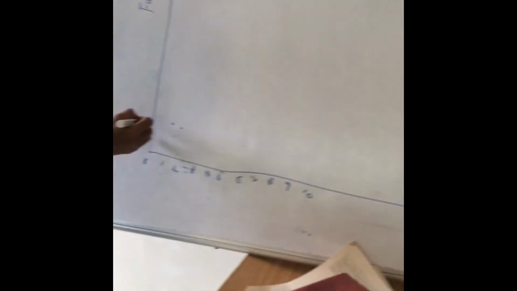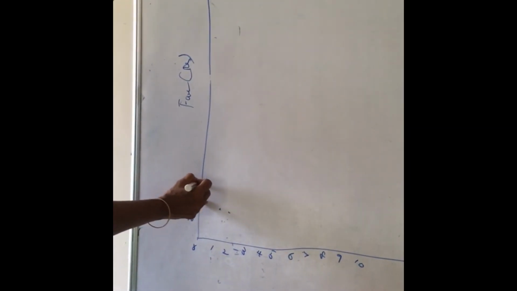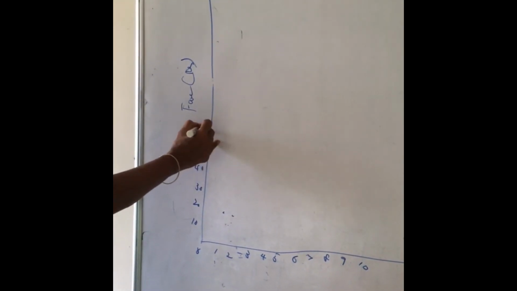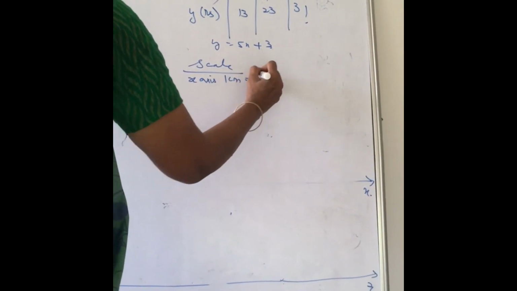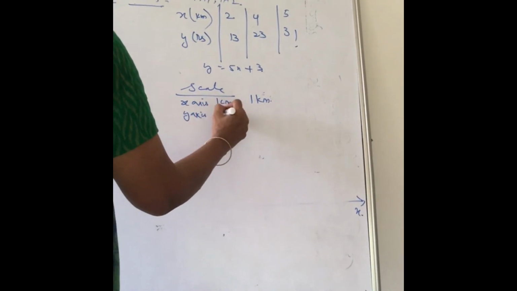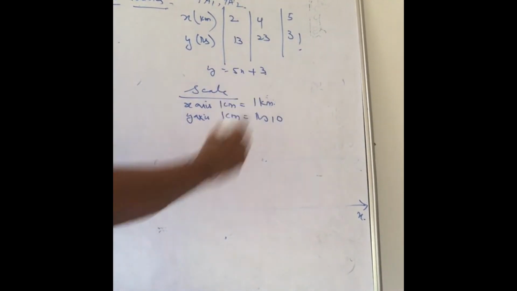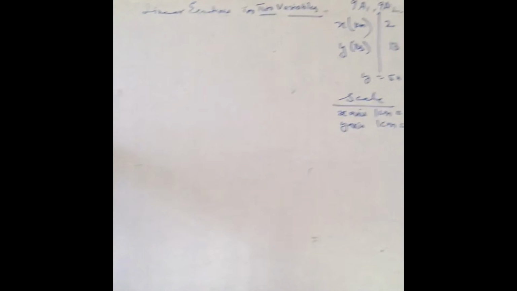0, 1, 2, 3, 4, 5, 6, 7, 8, 9, 10. And on the y-axis, children, you can take 10, 20, 30, 40, 50, 60. Scale is a must, children. These are different quantities. On the x-axis, 1 centimeter is equal to 1 kilometer. And on the y-axis, how much is the difference, children? 10. It is rupees 10. X-axis, kilometers. Y-axis, what? Rupees.